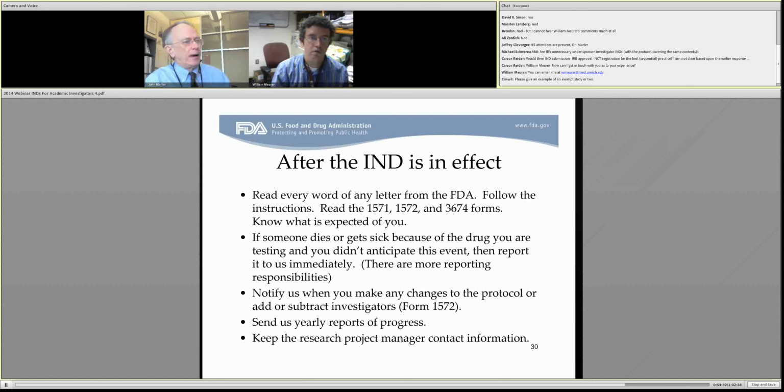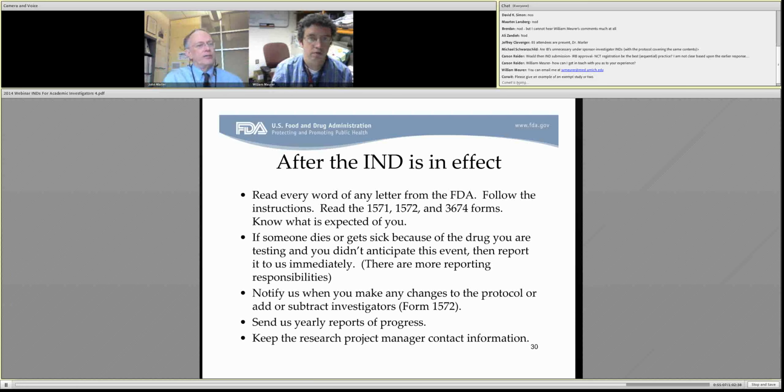I want to remind you that after an IND is in effect, you have a lot of responsibilities. I suggest that you read every word of any letter from the FDA. Ignore all of the regulatory difficulties and focus on what you need to do, but particularly before you sign them, read the full forms that you have to sign.